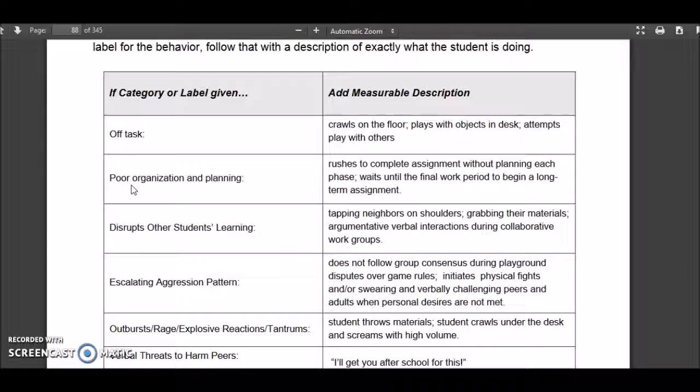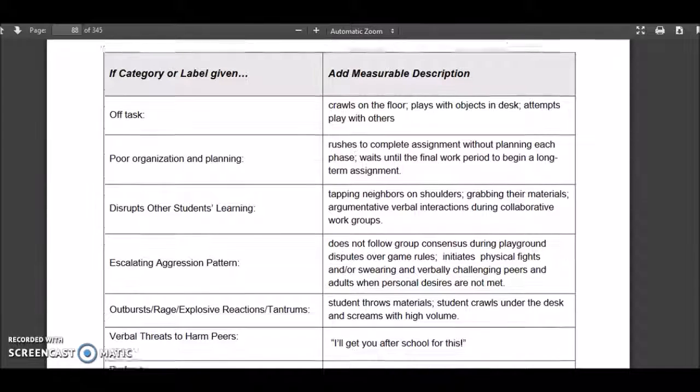This can be in so many different ways. So in this case, for example, we can say he rushes through the assignments, he doesn't take his time to read the questions, or maybe he loses his assignments, he loses papers, he doesn't take notes in class. The organization and planning can be manifested in so many ways, and that's why we have to be specific by writing the description of what it looks like.